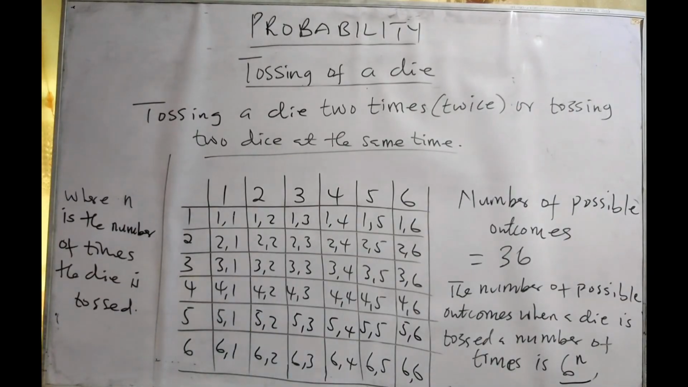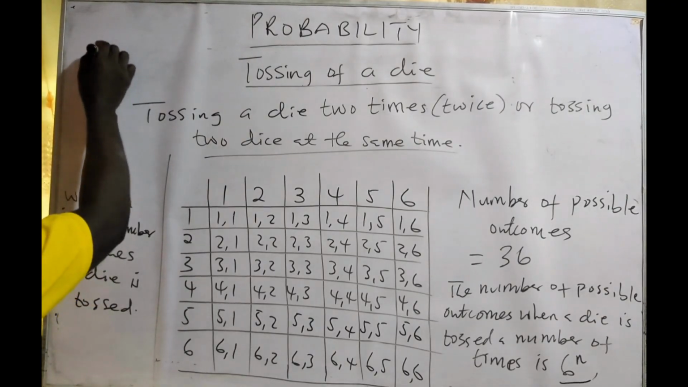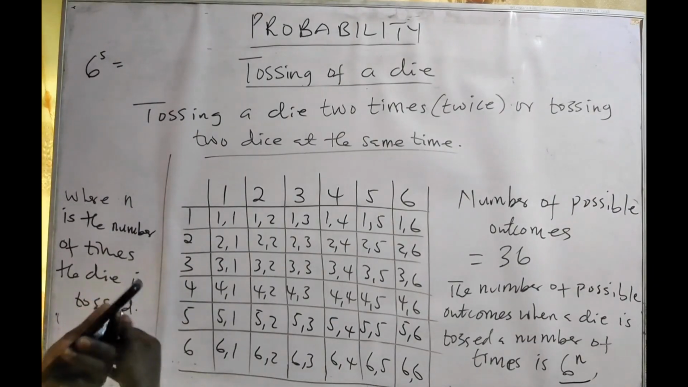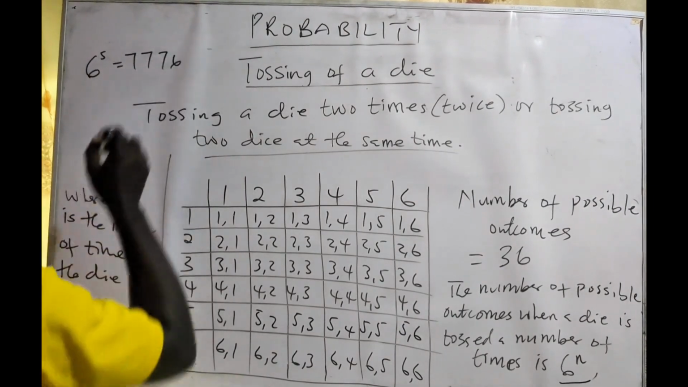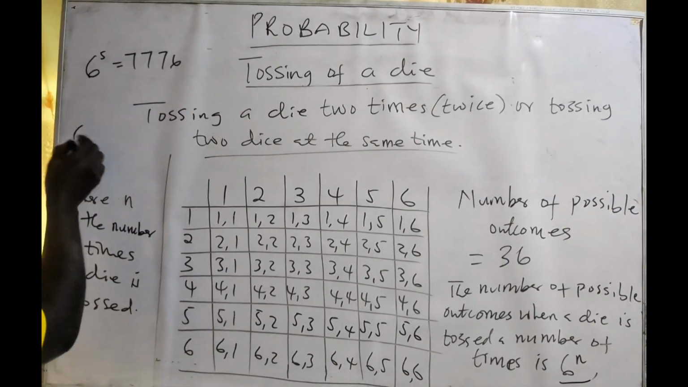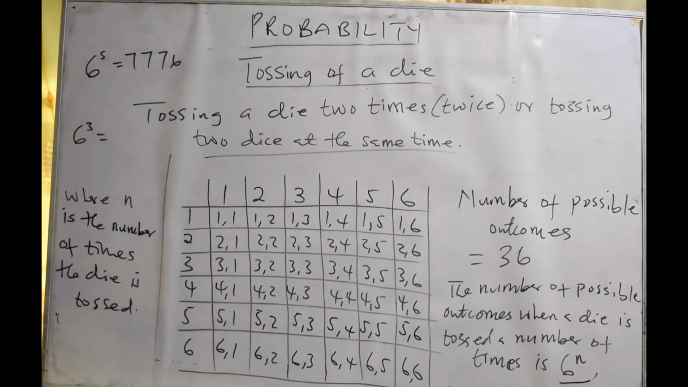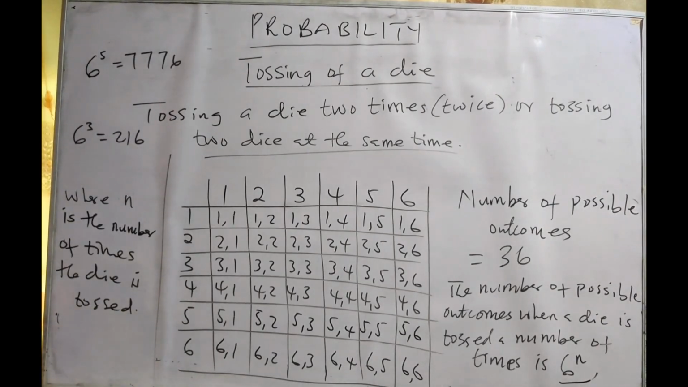Let's say a die is tossed 5 times. What will be the number of possible outcomes? That will be 6 exponent 5, which gives 7776. Or a die is tossed 3 times. What will be the number of possible outcomes? That will be 6 exponent 3, and 6 exponent 3 gives us 216. Sometimes they ask some of these questions in objectives, so knowing this is very good and it will help you.